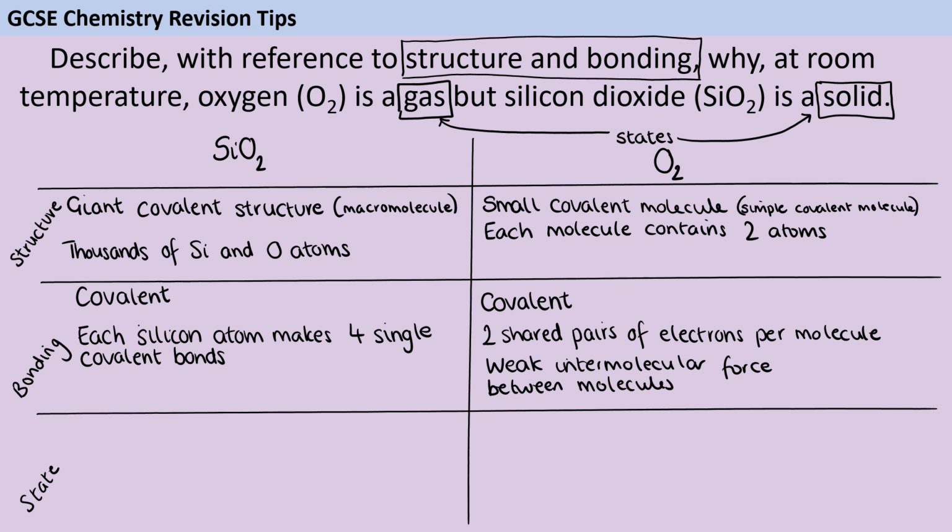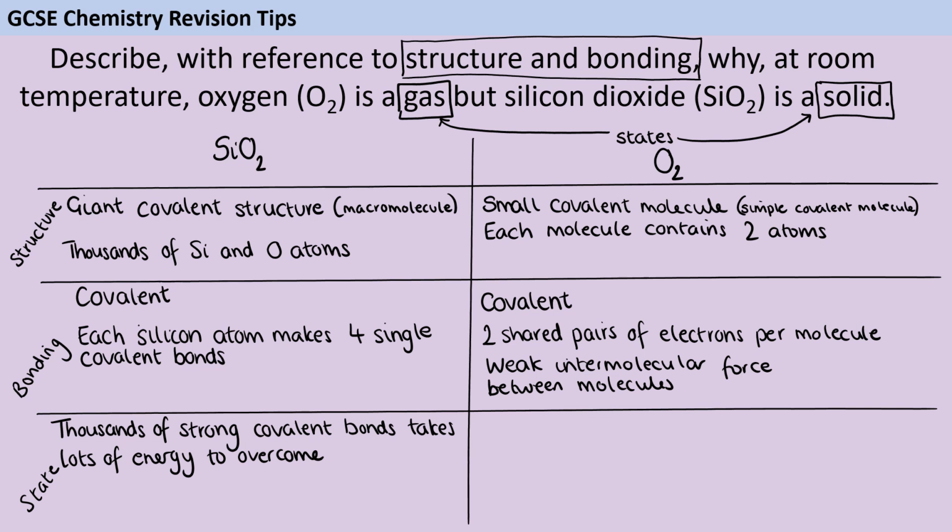So now we're going to start thinking about these states. Why is silicon dioxide a solid and oxygen a gas? So silicon dioxide has got thousands of strong covalent bonds that have to be broken in order for it to melt, and that takes a lot of energy. So it's got a very, very high melting point. And at room temperature, there is insufficient energy to melt it, so it's a solid.